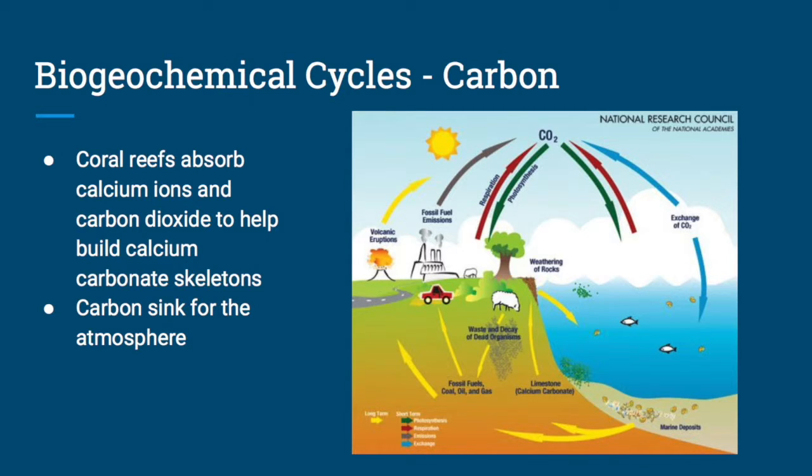For the carbon cycle, carbon dioxide is exchanged between the air and the sea. Plants remove carbon dioxide from the atmosphere. Animals will then eat those plants, releasing carbon dioxide back into the atmosphere and into the water. Sea creatures build their shells from dissolved carbonates. Coral reefs also will absorb calcium ions and carbon dioxide from surrounding water in order to help them build their calcium carbonate skeletons. This allows for the ocean to become a carbon sink for the atmosphere. Without this, there would be significantly more carbon dioxide within the air.